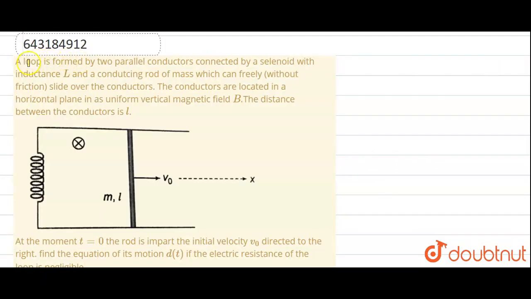So class, just see this question. A loop is formed by two parallel conductors connected by a solenoid with the inductance L, and a conducting rod of mass M, which can freely slide over the conductors. The conductors are located in a horizontal plane in a uniform magnetic field B. The distance between the conductors is l.